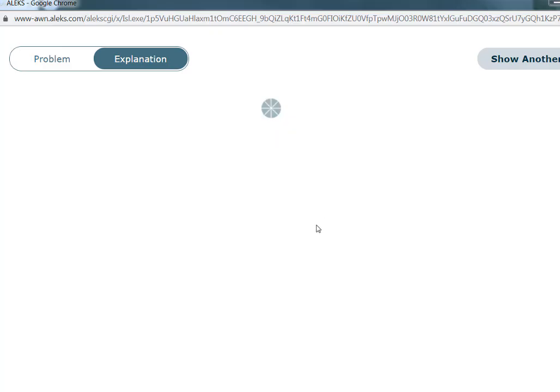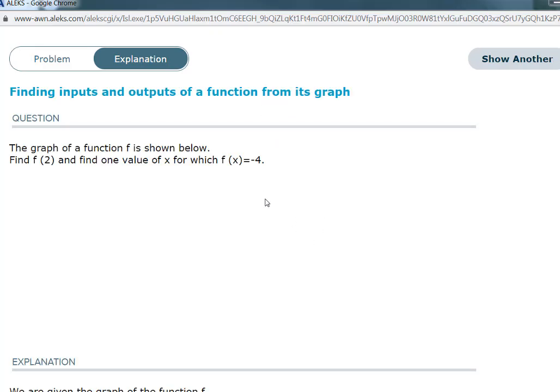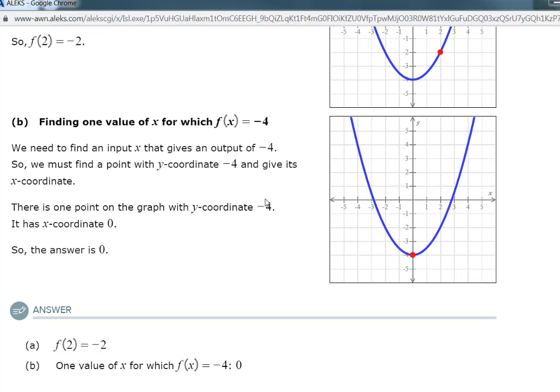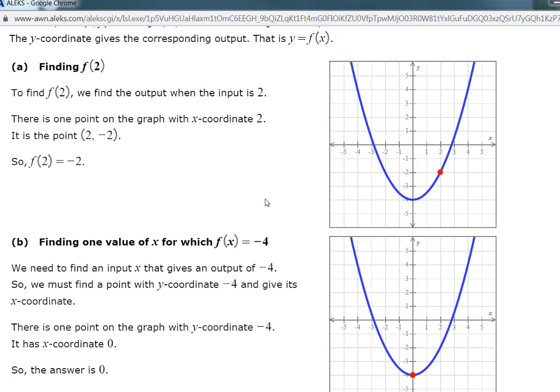Okay, again if you check the explanation here, f of 2 was... I'm sorry, -2, I said 2, right? 2 gives us a -2, so that's a -2. And which x gave us a -4? The -4 comes when x is 0, so the answer is 0, and here is -2.